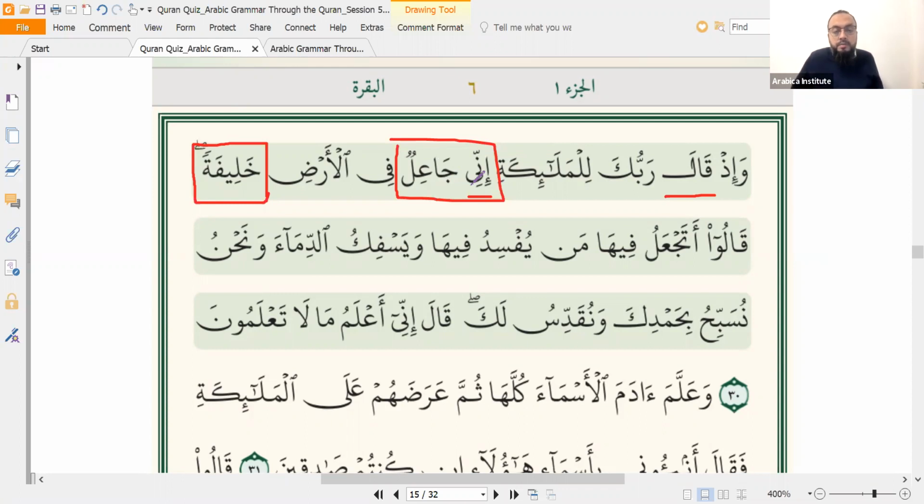All right. If you add the lam of emphasis here, then it brings it back into the present. Inni laja'ilun would mean I am doing it now. If it was inni laja'ilun, the angels would have been looking around saying, where is he? Where's your creation that you're making now? Okay. Right? So because it's inni ja'ilun without the lam, it's about the future. Of course, future in relation to the angels, because time does not relate to God. Inni ja'ilun fil ardi khalifatan.